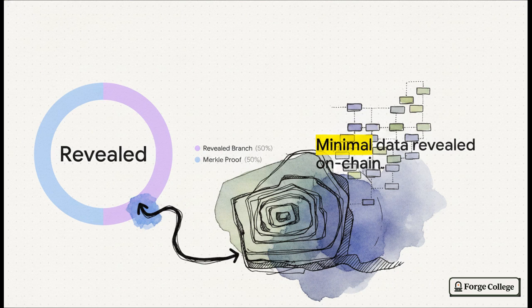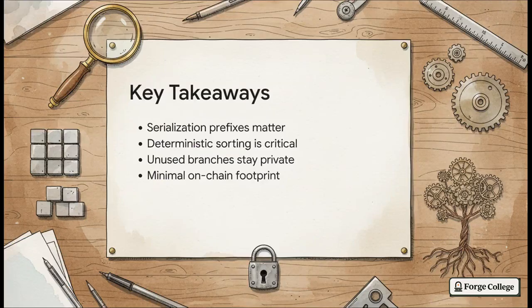It's a massive win-win. So let's bring this all together. First, byte-level details like serialization matter immensely. Those 0x00 and 0x01 prefixes have massive consequences for the final hashes. Second, deterministic sorting is protocol critical for the network to actually agree. Third, unused branches remain completely private. And fourth, by committing once and revealing minimally, we achieve incredible gains in both privacy and block space efficiency. It's just a remarkably elegant solution.